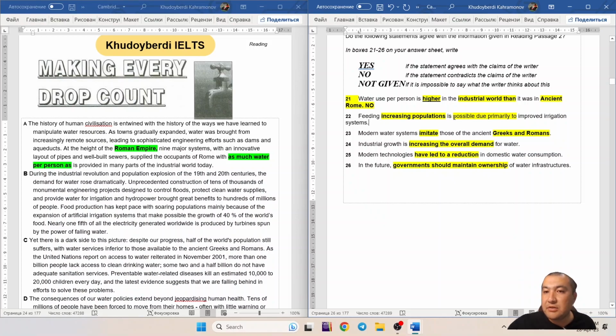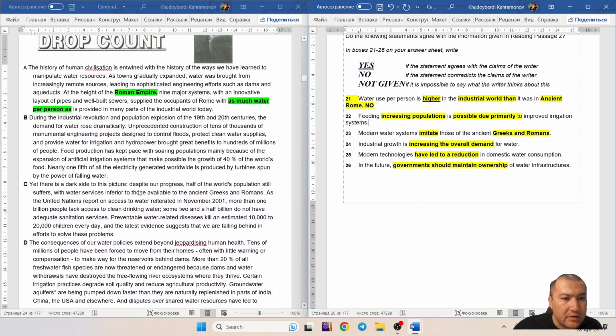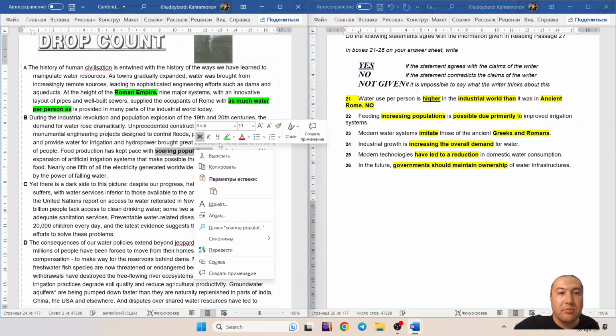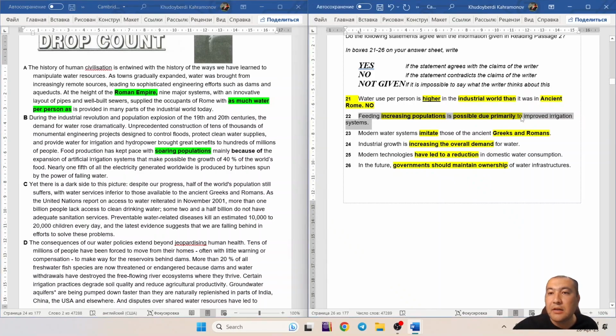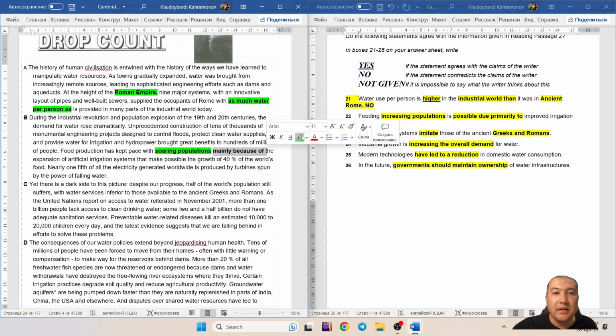The next one, increasing population, possible due to primarily. Oh, right, increasing population. So let's look for the words increasing population. This is soaring population. Soaring population means increasing, right? Soaring here means increasing, and mainly here is the synonym to primarily, and due to is a synonym to possible, right? And that's why I really recommend you to figure out every single keyword by highlighting them, just to make sure we are in the right area, on the right line.